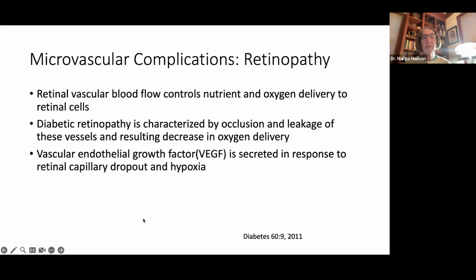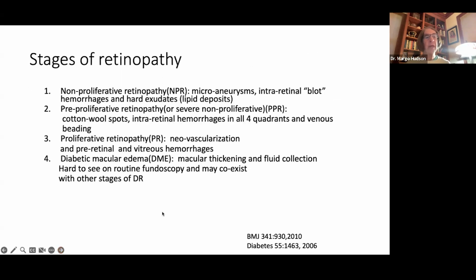So now let's move to specific complications, retinopathy. Retinal vascular blood flow controls nutrient and oxygen delivery to the retinal cells. Diabetic retinopathy is characterized by occlusion of these vessels and leakage of the vessels, resulting in decreased oxygen delivery. Vascular endothelial growth factor is secreted in response to the capillary dropout and hypoxia. So just remember VEGF as being secreted in response to the damage done to the vessels in the retina.